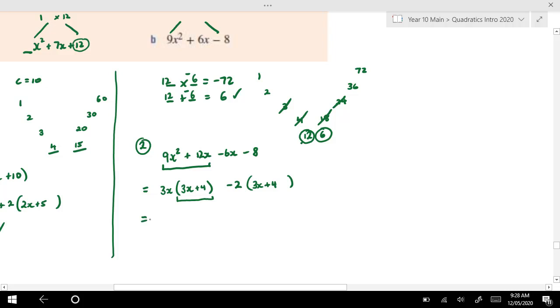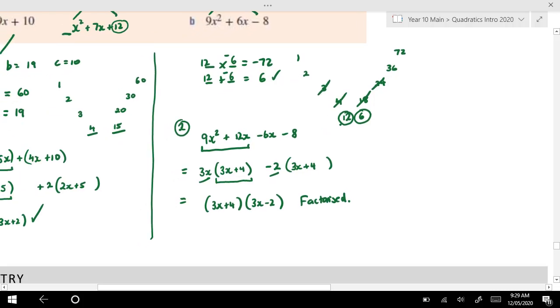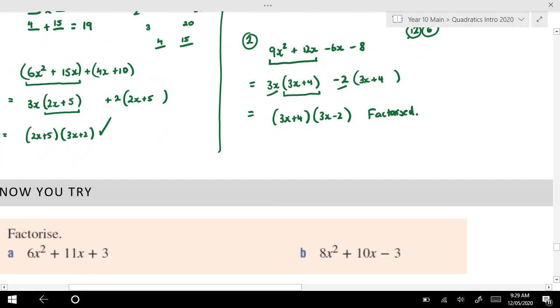And as you can see now, we've got the highest common factor of 3x plus 4. And what can I do? Grab that 3x minus 2. If I multiply that by 3x plus 4, I get the same expression. And that's now factorized. Okay, so a slightly different method here. Takes a little bit longer.